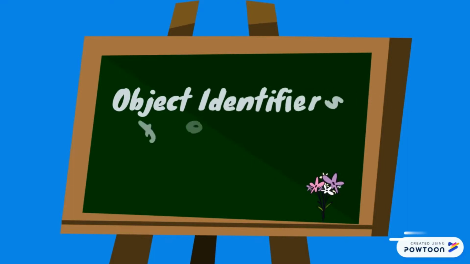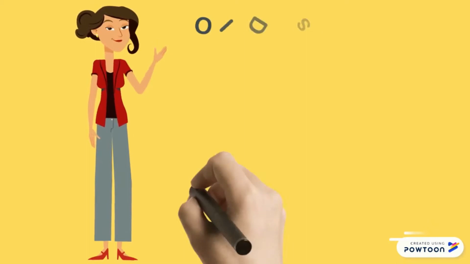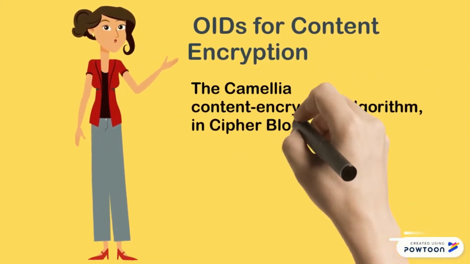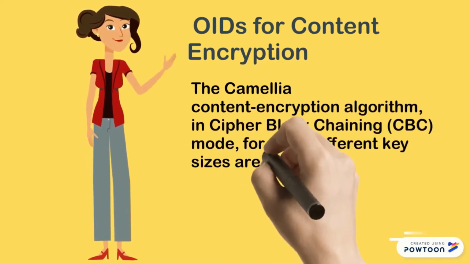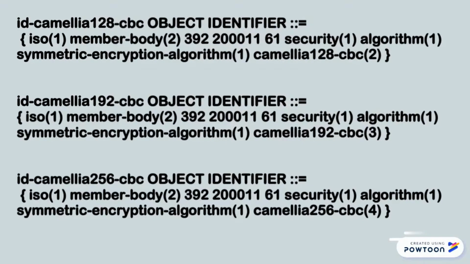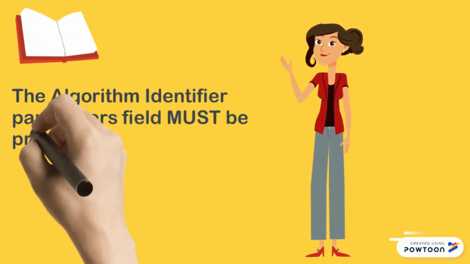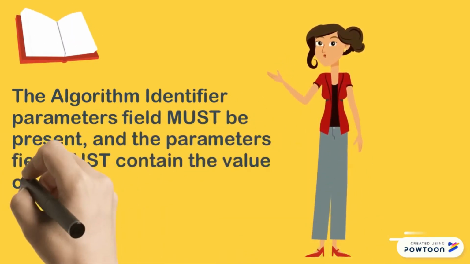Object identifier for content and key encryption. The Camellia content encryption algorithm in cipher block chaining (CBC) mode for the three different key sizes are identified by the following object identifier. The algorithm identifier parameter field must be present, and the parameter field must contain the value of IV.